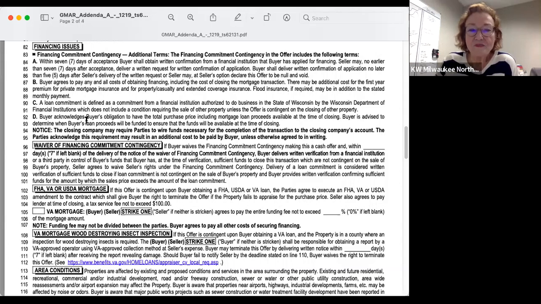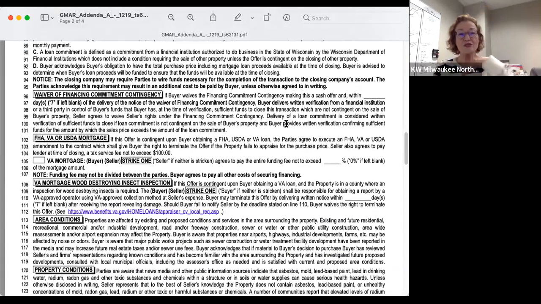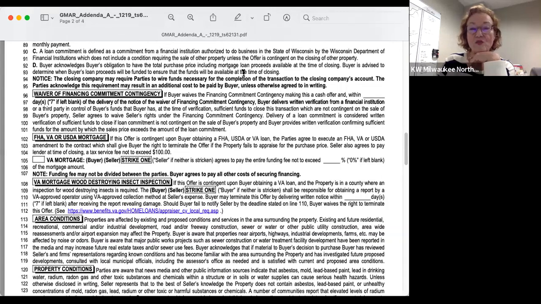Buyer acknowledges buyer's obligation to have a total purchase price, including mortgage loan proceeds, available at the time of closing. Buyer is advised to determine when buyer's loan proceeds will be funded to ensure that the funds will be available for the time of closing. And then here's a notice in bold. The closing company may require parties to wire funds necessary for the completion of the transaction to the closing company's account. The parties acknowledge this requirement may result in additional costs to be paid by the buyer, unless otherwise agreed to in writing.